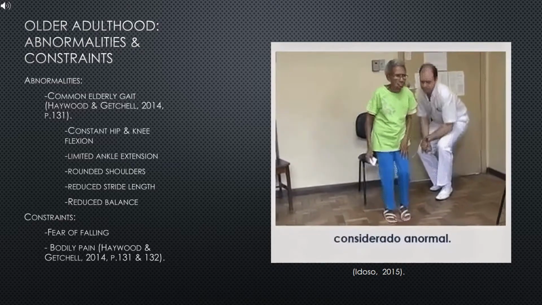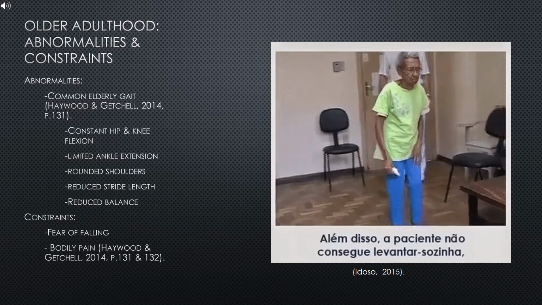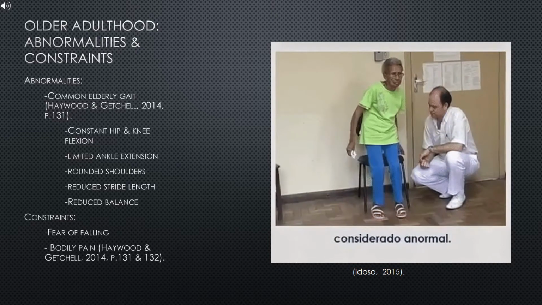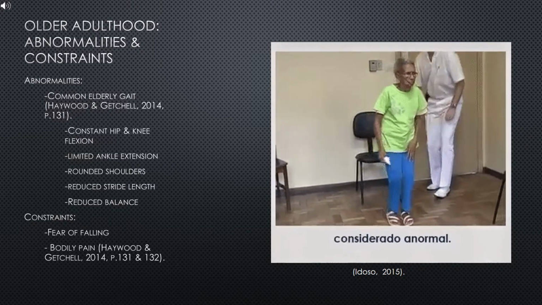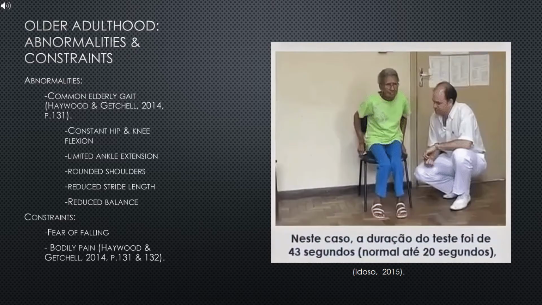But then the other constraint that I came up with was bodily pain. When you come to older adulthood, there usually is a lot of pain with gait. And so this can cause her also to walk the way that she walks, so she doesn't have to pick up her feet as much or different things like that if she does have a hip or a knee or some sort of joint that is hurting.